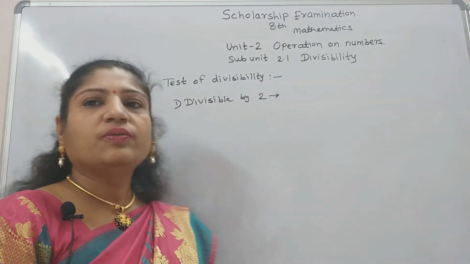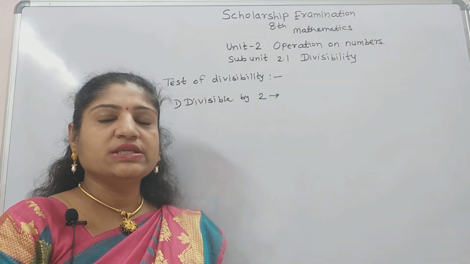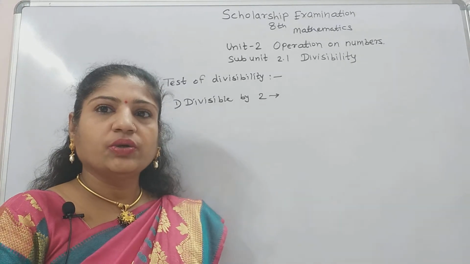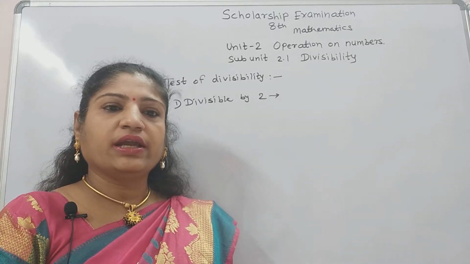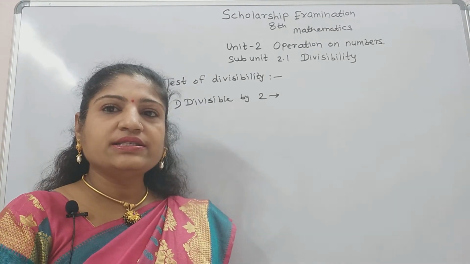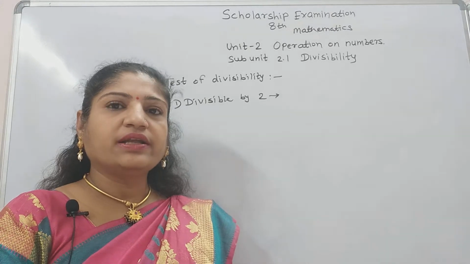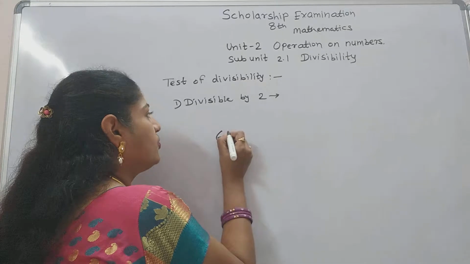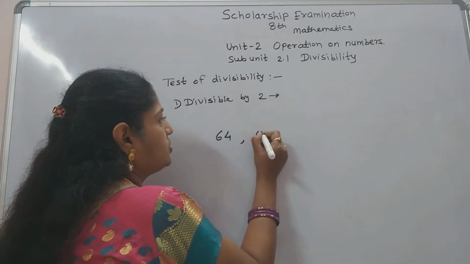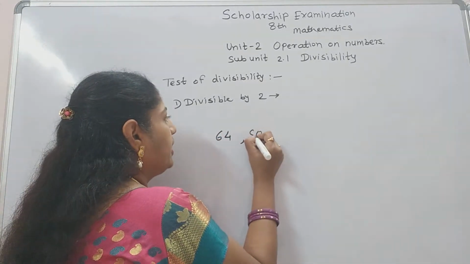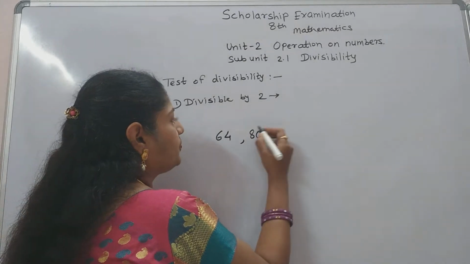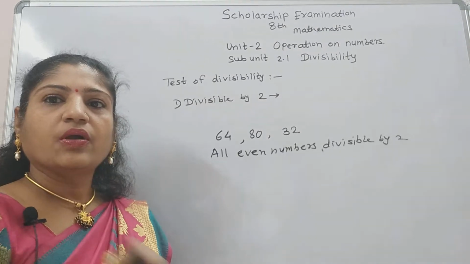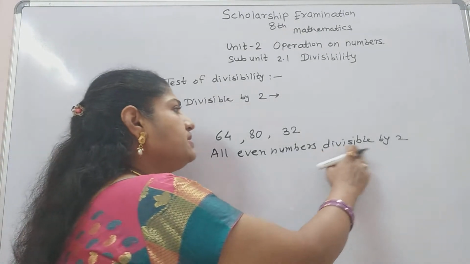Now, test of divisibility. First test is divisibility by 2. When the number has 0, 2, 4, 6, 8 at the unit place, it is exactly divisible by 2. That is, all even numbers are divisible by 2. For example, 64 is divisible by 2, 80 is divisible by 2, 32 is divisible by 2. All even numbers are divisible by 2.